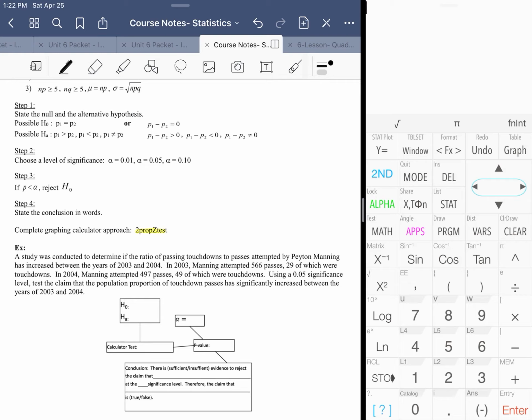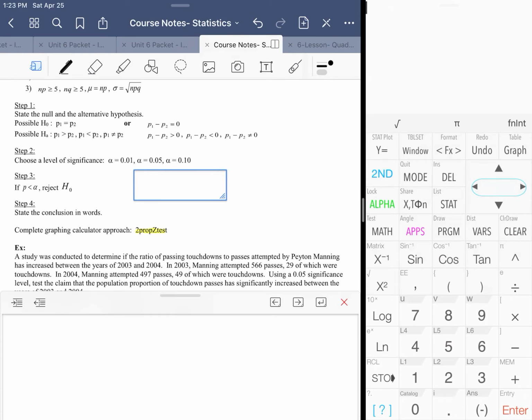All right, so a study was conducted to determine if the ratio of passing touchdowns to passes attempted by Peyton Manning, I guess, had increased between the years of 2003 and 2004, so I'll take that as a typo. In 2003, Manning attempted 566 passes, 29 of which were touchdowns. In 2004, Manning attempted 497 passes, 49 of which were touchdowns. Use a 0.05 significance level to test the claim that the population proportion of touchdown passes has significantly increased between the years of 2003 and 2004.